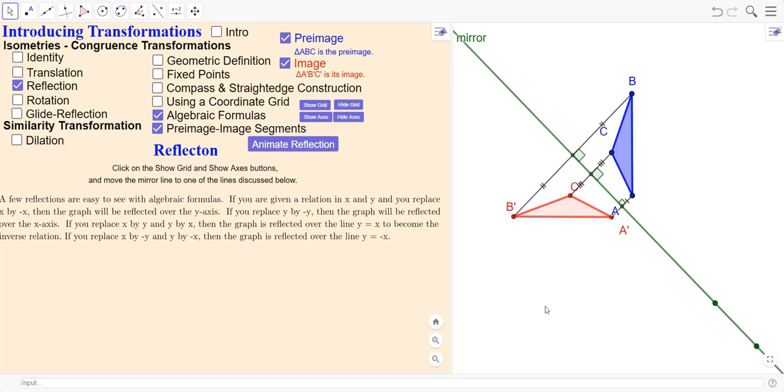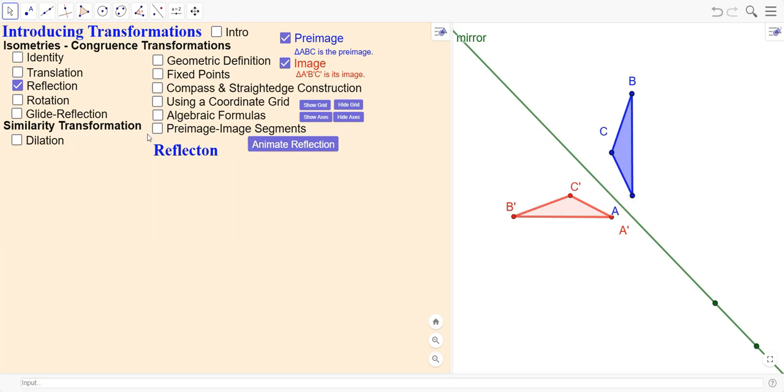Then look at the perpendicular bisectors. They'll all be on the mirror line, or they all will be the mirror line. The midpoints will all be in a straight line. That is your mirror line. Okay, let's look at rotations next.